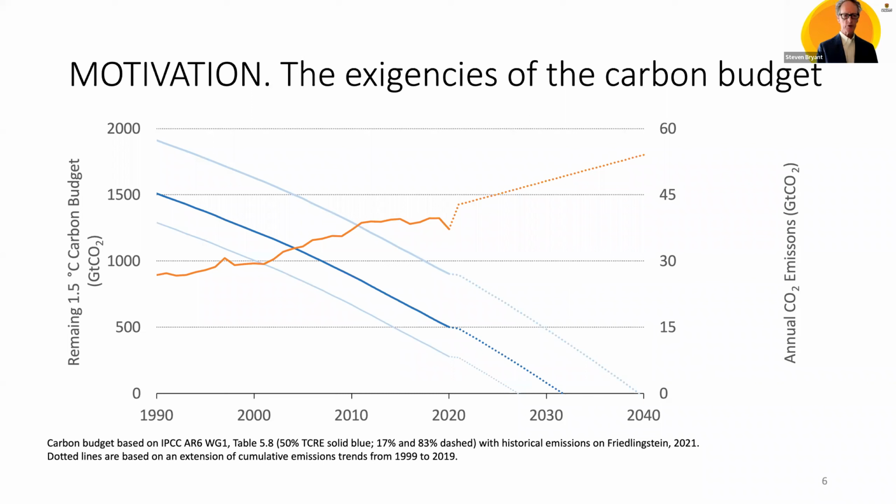What's going on here is you see the blue line is decreasing with time. In 1990, there were 1,500 gigatons of carbon dioxide that could still be emitted and have a 50% chance of staying below 1.5 degrees. What happened between 1990 and 2020 was that orange line, which is annual CO2 emissions, and you see it's 30 plus gigatons a year for most of that period. So for 30 years, 30 plus gigatons, that's 1,000 gigatons of CO2 emitted. And the budget correspondingly is down around 500 gigatons now, at the time of this study in 2020.